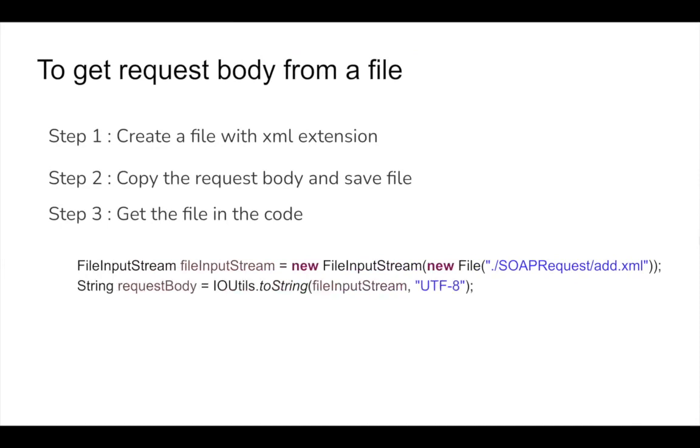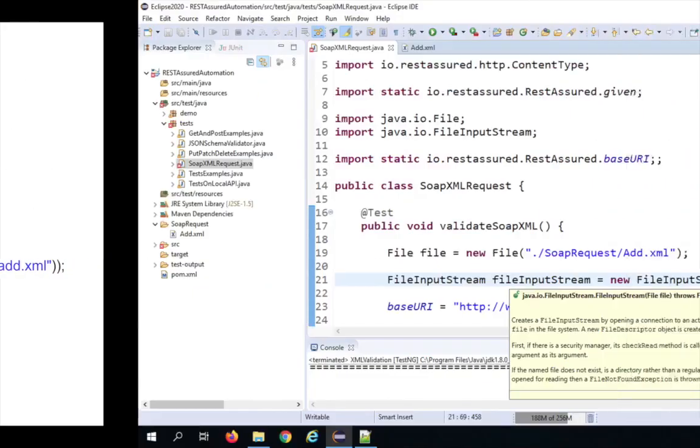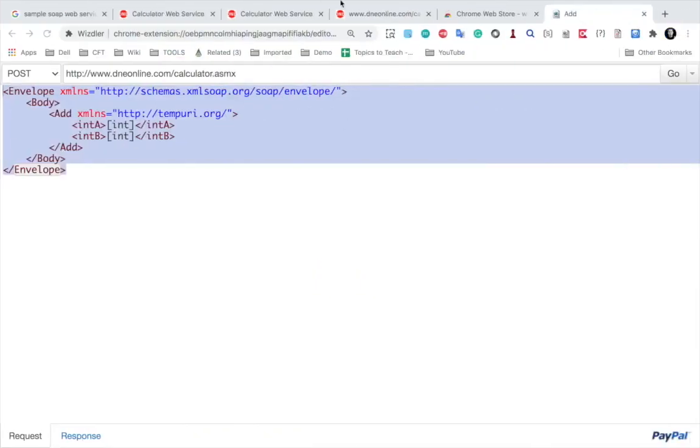And then I should also get the request body as a string, and for that we can use the IOUtils class that comes from Apache Commons. So this is coming from Apache Commons. So just in case you do not have this, you can first get this POM dependency. So what I will do is I will go to my Maven repository.